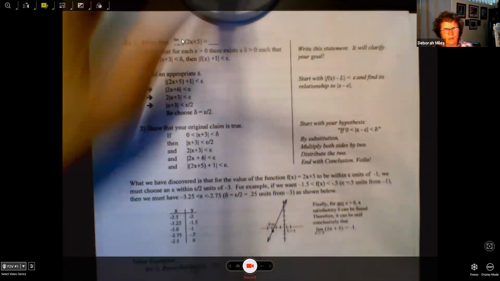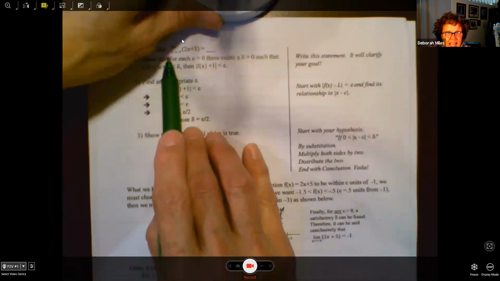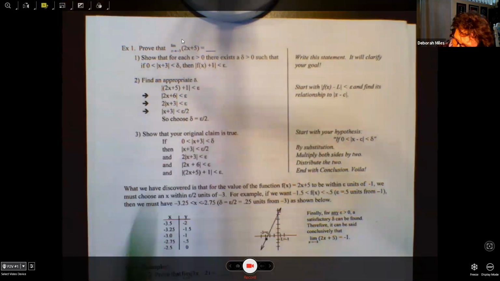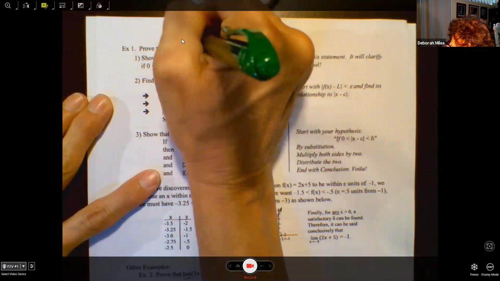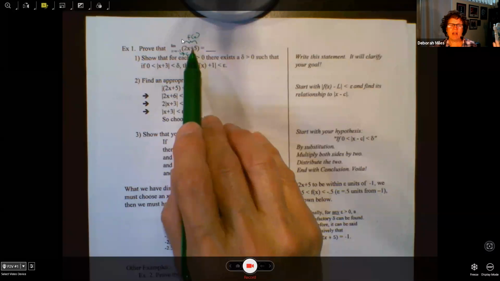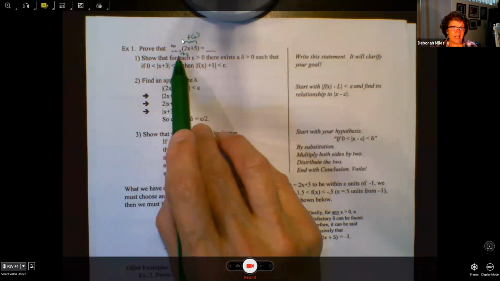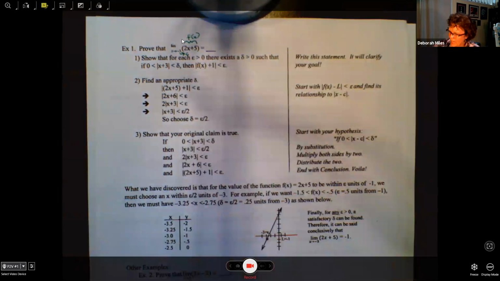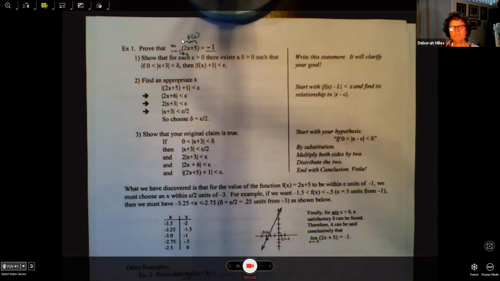Well, this says find the limit as x goes to -3 of the function 2x plus 5. 2x plus 5 is your f of x, and -3 is your c. Now, I know 2x plus 5 is just a line, and if I want the function value at -3, I can just put -3 in the place of x, and I'd get -1. So when I say you have to find the limit first, I can tell by substitution that the limit is -1. All right.